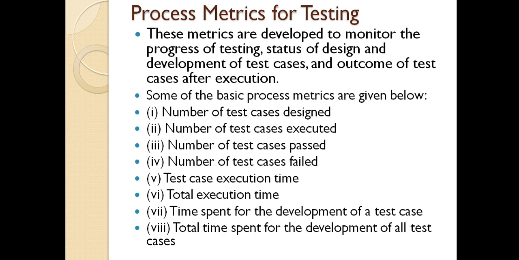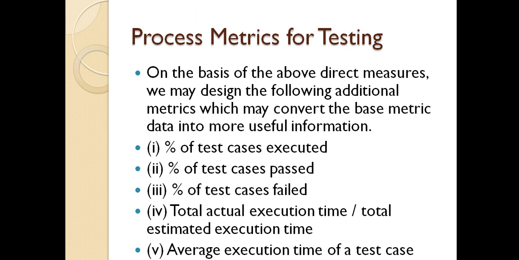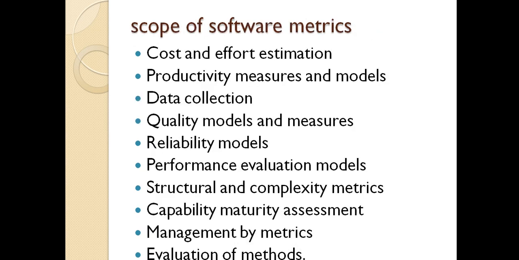The basic process metrics are that he will check the number of test cases designed, the number of test cases executed, how many test cases passed, how many failed, the total execution time, and the total time spent on development of all test cases, meaning how much total time span is required for developing all the test cases and for executing all of them. According to those measures, he will calculate the percent of test cases executed, percent passed, percent failed, and the average execution time of the test cases.